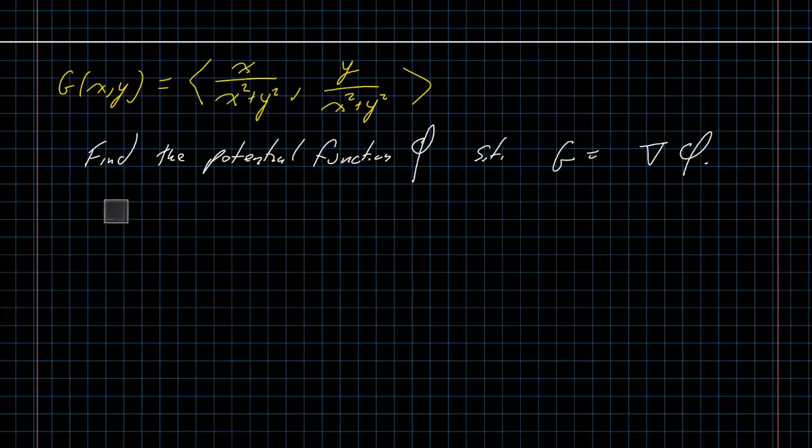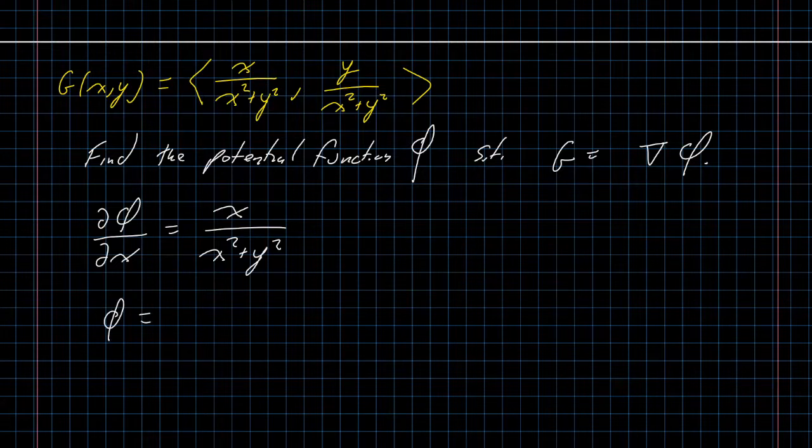Well, I know that the partial derivative of phi with respect to x must be x over x squared plus y squared, which means that phi itself must be the integral of x over x squared plus y squared with respect to x. Right? Taking the derivative of phi with respect to x and integrating with respect to x should cancel each other out.